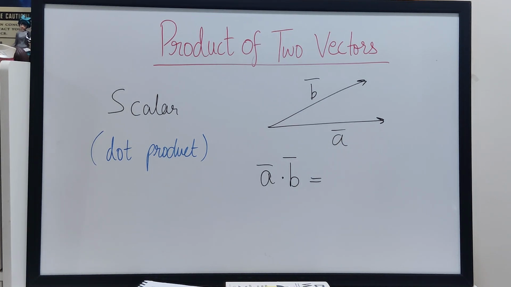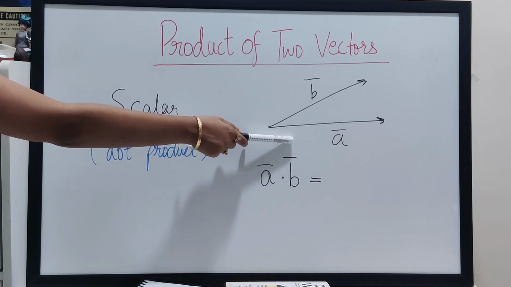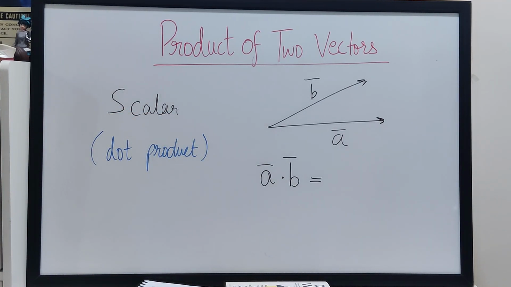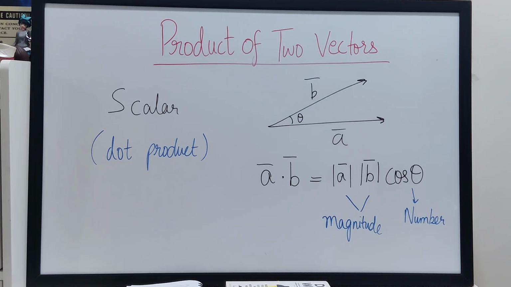If A and B are two non-zero vectors, A dot B is equal to magnitude of A into magnitude of B into cos theta, where theta is the angle made between the two vectors A and B. If A or B is a null vector, then the dot product will be 0 because the magnitude will be 0. The dot product result will be a real number. Why? Because the magnitude will be a number and cos theta will also have a numeric value.